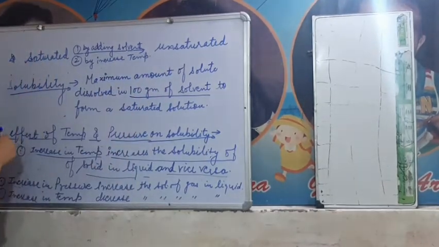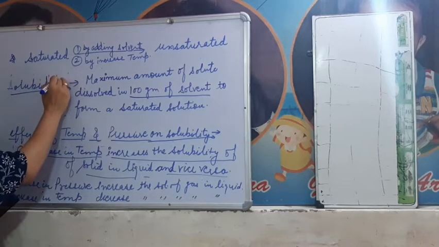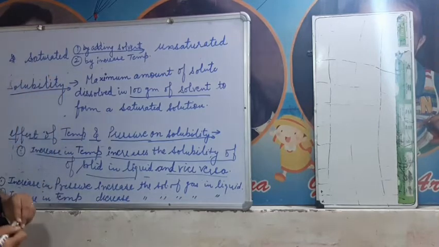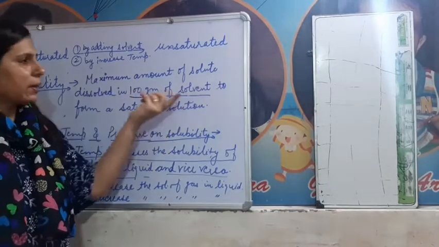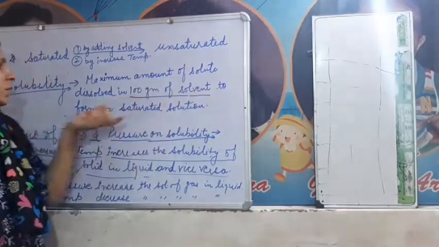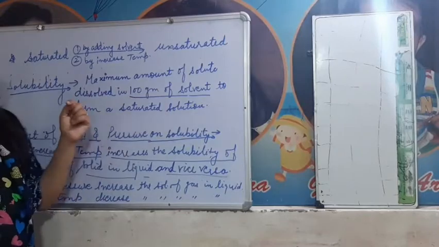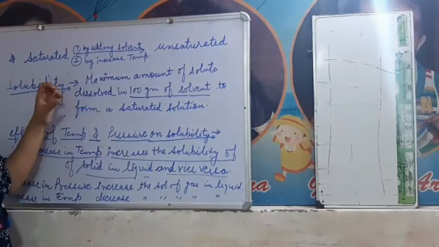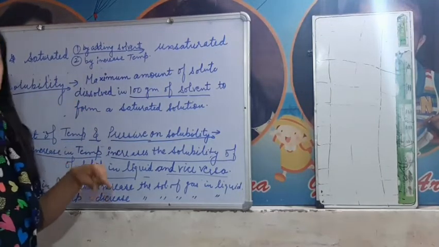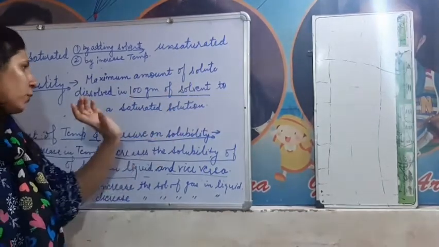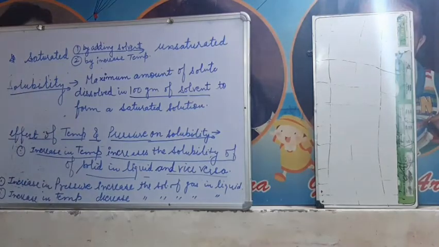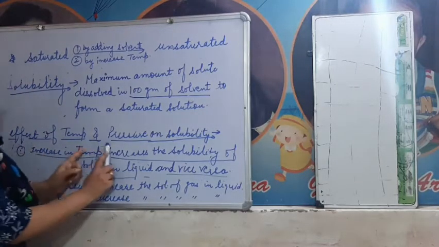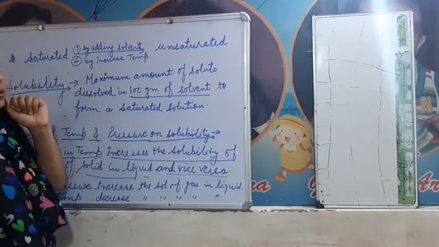Now the term solubility. Solubility means the maximum amount of solute that is dissolvable in 100 gram of solvent, or a particular amount of solvent, to form a saturated solution. You can calculate the maximum amount of solute that is soluble in a particular amount of solvent to make it a saturated solution. Now what is the effect of temperature and pressure on the solubilities of solutions?